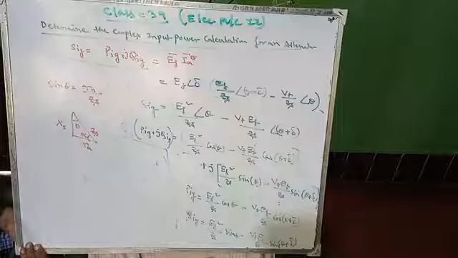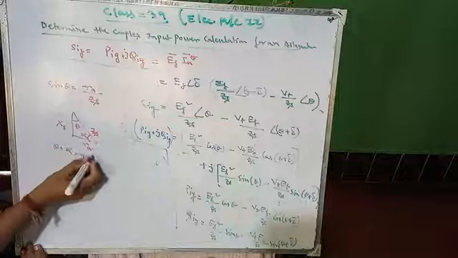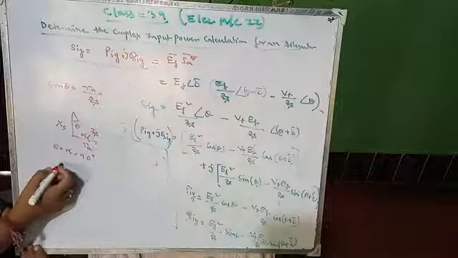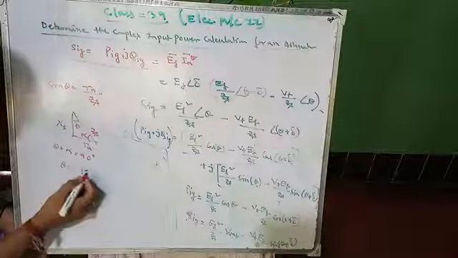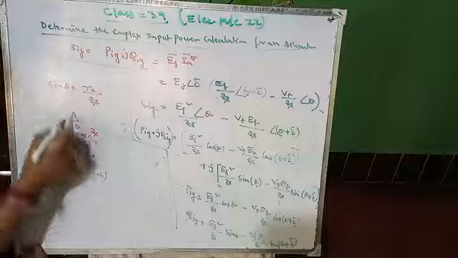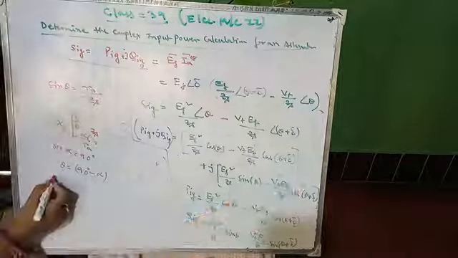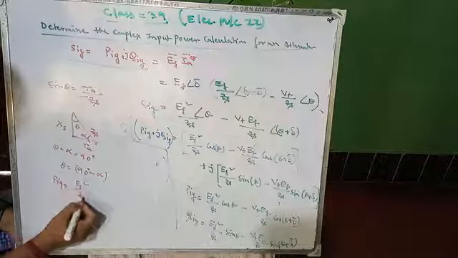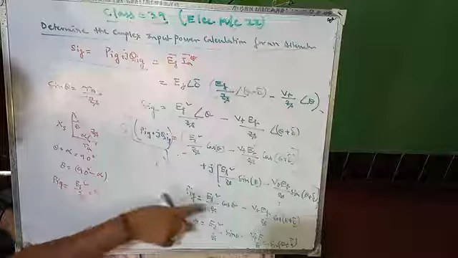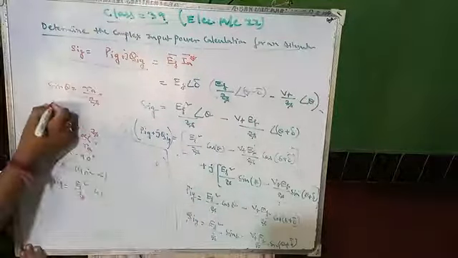And theta plus alpha equals 90 degree. That means theta equals what? Theta equals 90 degree minus alpha. So now just put these two values in this equation. That means PIG equals EF square by ZS cos theta. It will be cos theta, right?